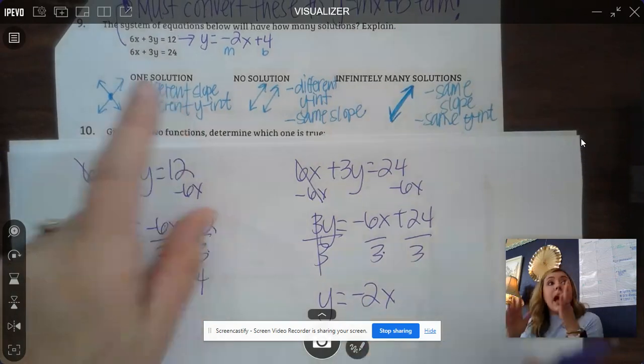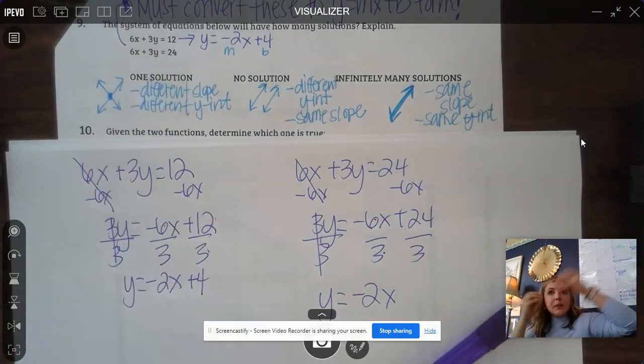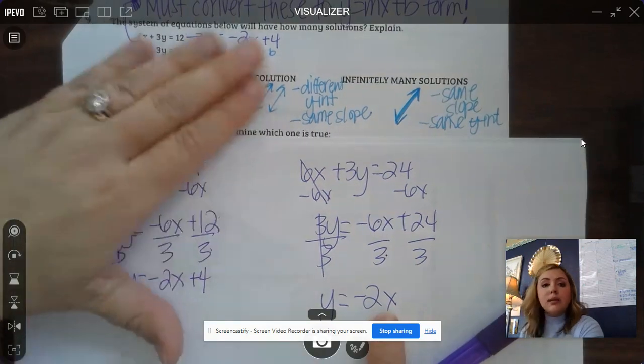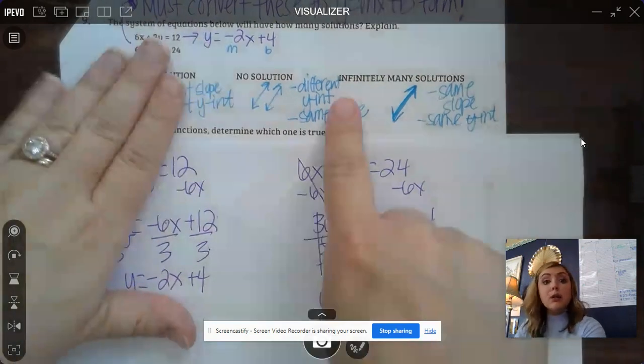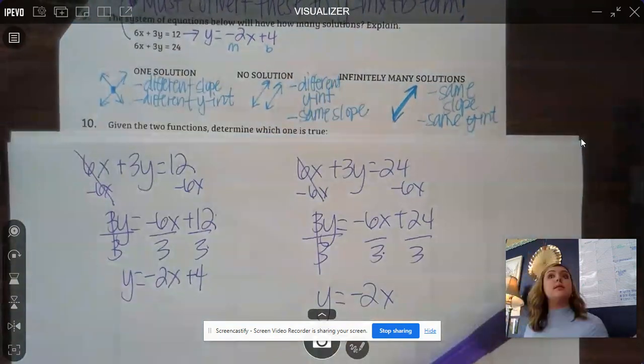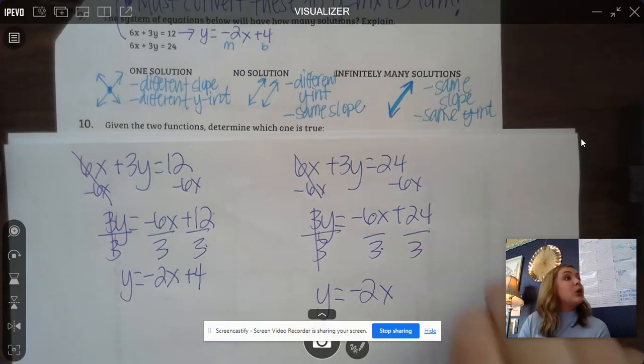One solution. For them to actually have one answer in a system, everything has to be different. Different slopes, different y-intercepts. These have the same slope. So if I've ruled out an answer choice, it's either going to be no solution where they never run into each other, or infinite solutions where they're the exact same line. Thank you. Okay, good. Why, Gavin?